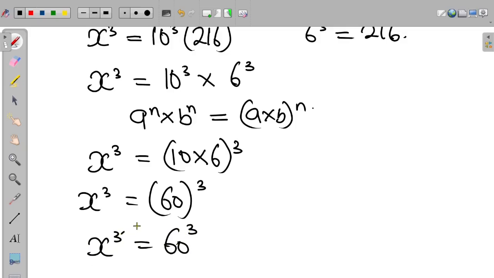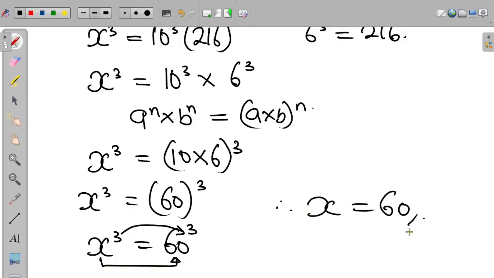Since their indices are the same, it follows that their bases should be equal. Therefore, x is equal to 60.